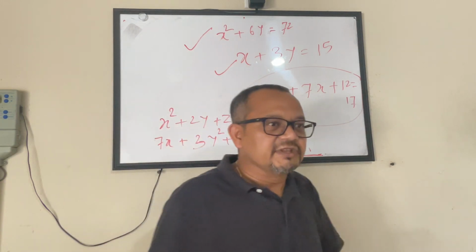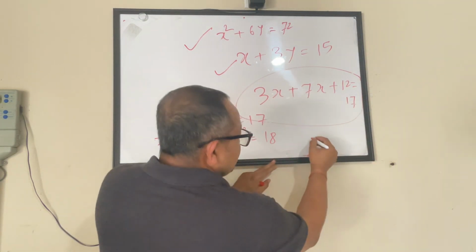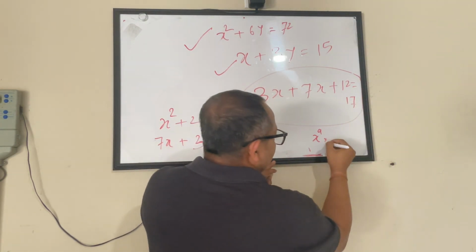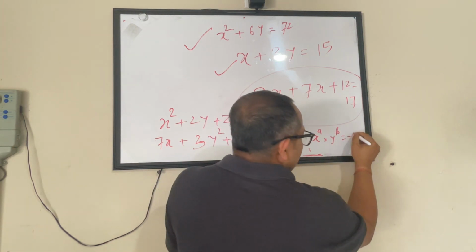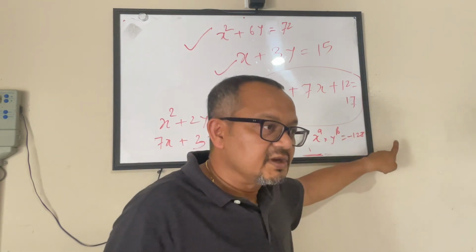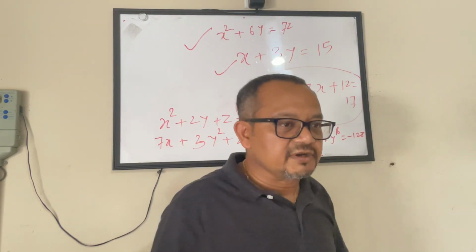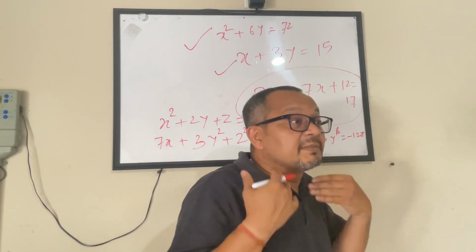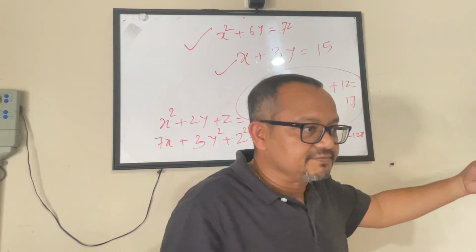Okay? So that is why when we look at this equation, x to the power a into y to the power b equal to minus 128, there is only one equation and 4 variables. You are not going to solve it. You will have to derive some interpretation based on the information that we have.